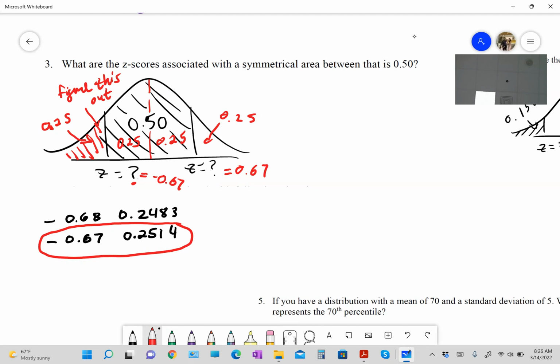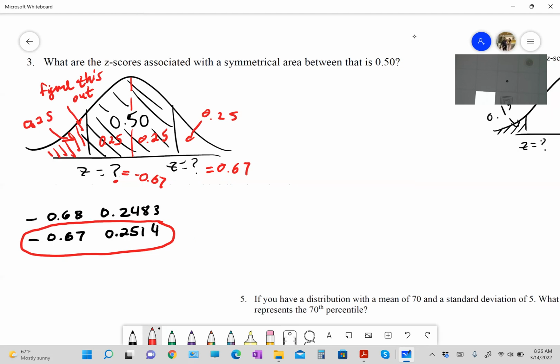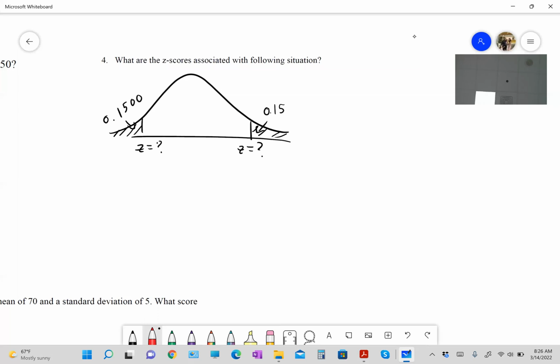Exactly. One is slightly closer. If we can make up our minds which is closer, we pick the closest one. Fair enough? All right, let's go to the next one, number 4, and we're almost done.